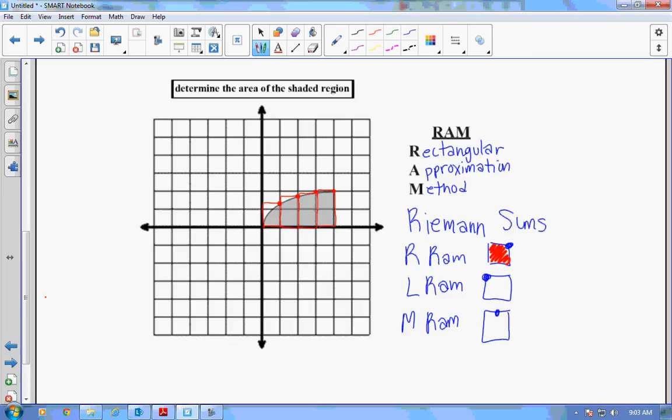And you can see in this case, if we use RRAM, using the right endpoint of the rectangle, it becomes an over approximation. See how all the rectangles are higher than the actual curve? So that would be an over approximation.